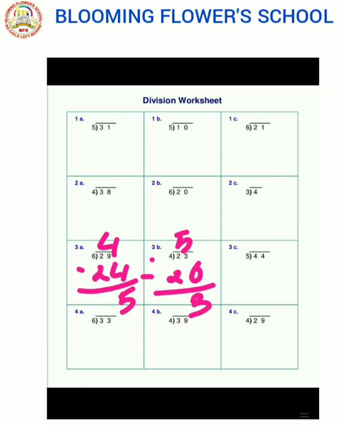Next, 44 needs to be divided by 5. 5 ones are 5, 5 twos are 10, 5 threes are 15, 5 fours are 20, 5 fives are 25, 5 sixes are 30, 5 sevens are 35, 5 eights are 40, 5 nines are 45. So 45 is more than 44. We need to go with 8. So 5 eights are 40. So from 44, if 40 is subtracted, the answer is 4. That means the quotient is 8 and the remainder is 4.